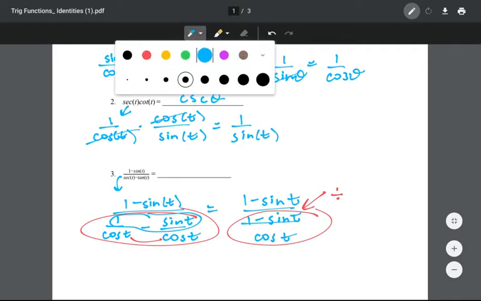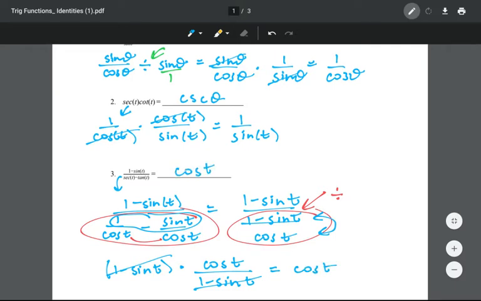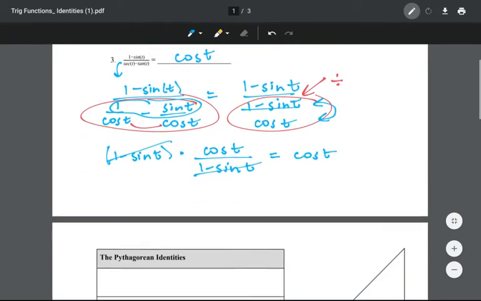Instead, let's go ahead and multiply by the reciprocal. So I'm going to take that numerator, 1 minus sine t, and I'm going to reciprocate this denominator. So I'm going to multiply it by, let's put cosine t on top, and then 1 minus sine t in the denominator. And I can cancel these, and I end up with cosine t. So I have a single trig function, and I've simplified that guy all the way down to cosine t.